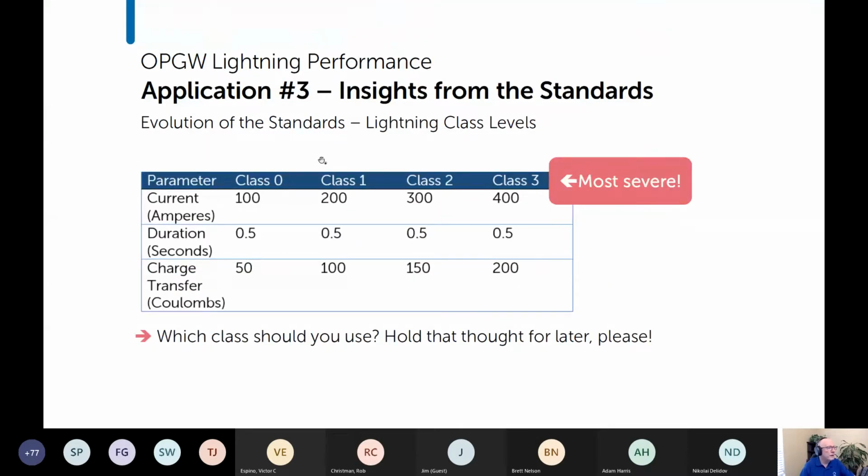Okay, what are those class levels? Well, there are 4: class 0, 1, 2, 3. Class 0 is the easiest. I hate to say it that way, but that's the word that popped into my mind. So you have 100 amps, half a second. You'll see they're all half a second. So your total charge transfer is 50 coulombs. Class 1, it's 100. Class 2, 150. And class 3, 200. So this is the most severe. So the obvious question from presenting these classes is, which one should you use? Well, hold that thought for later. We'll come back to it.